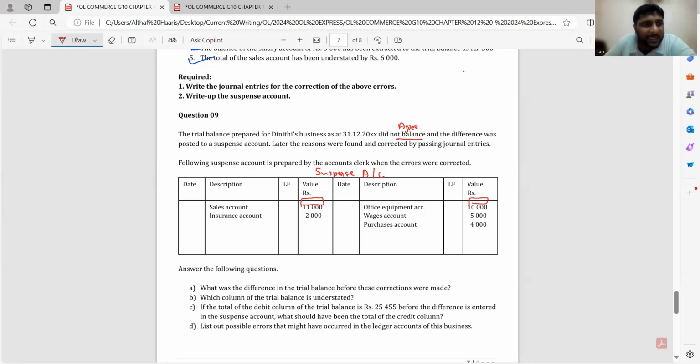I don't know whether that is on the debit side or the credit side. The opening balance which was in the suspense account, I don't know which side it is on. But I can find it.